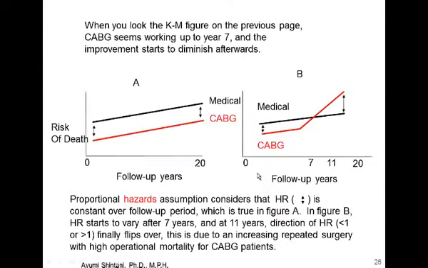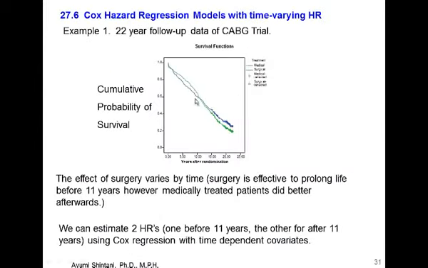So what we did is we really averaged the effect of CABG over 22 years. The Kaplan-Meier graph clearly shows you can't do that, because the effect of CABG is changing over time. So we need to compute hazard ratio separately for the first half of follow-up and the second half of follow-up. That's what we're going to do today.